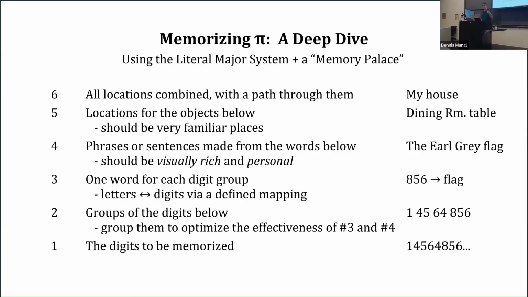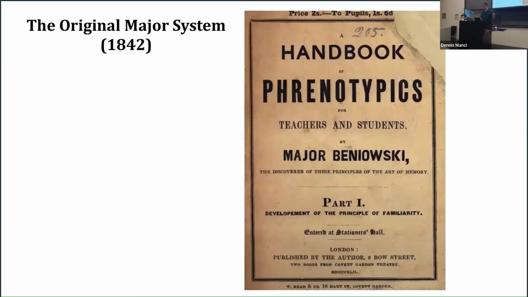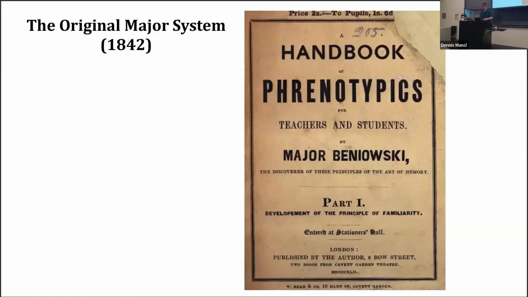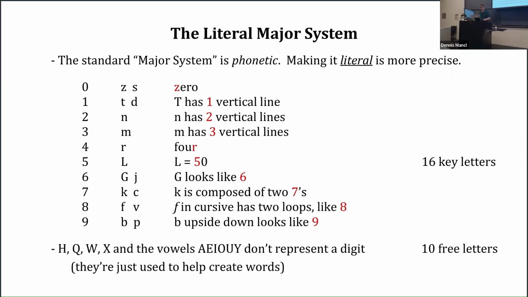Step one you do is to associate letters with digits. And this goes back to this guy in 1842. This is all universally called the major system because it's by this major. So I'll show you the exact mapping in a second. But this is the idea for that. And then the second one, I should probably get off of this slide because it's going to be just confusing at this point. So I'm trying to make it quick. So I'll show you the exact mapping here.